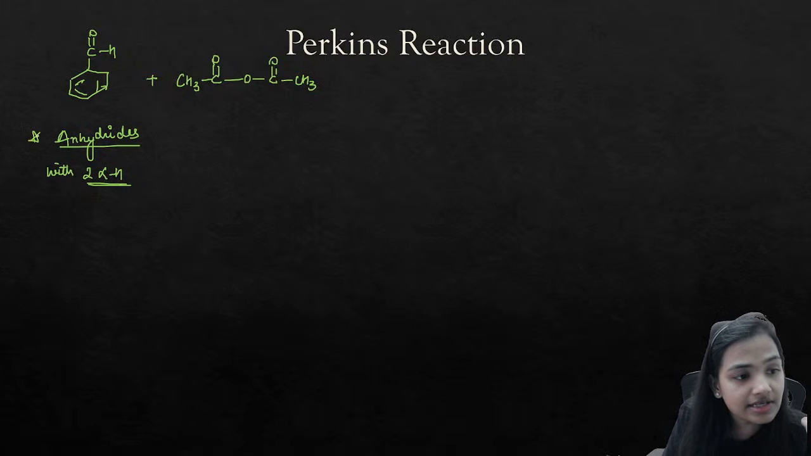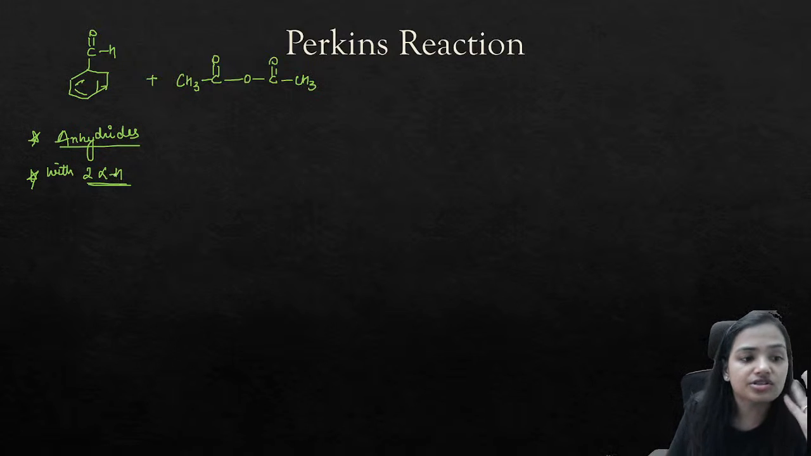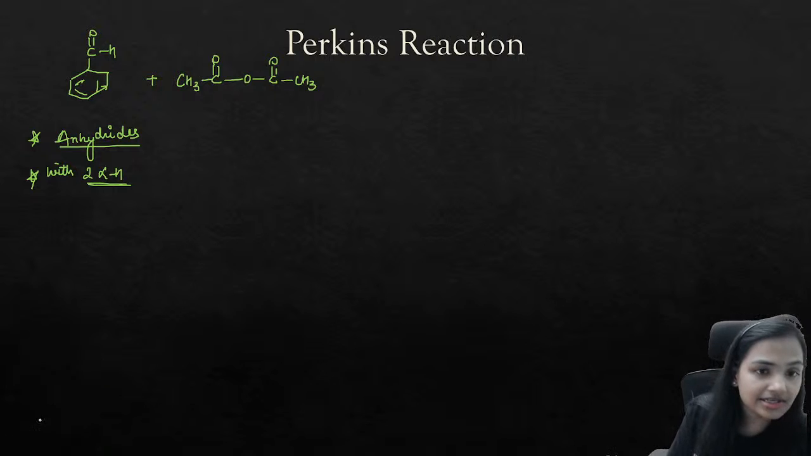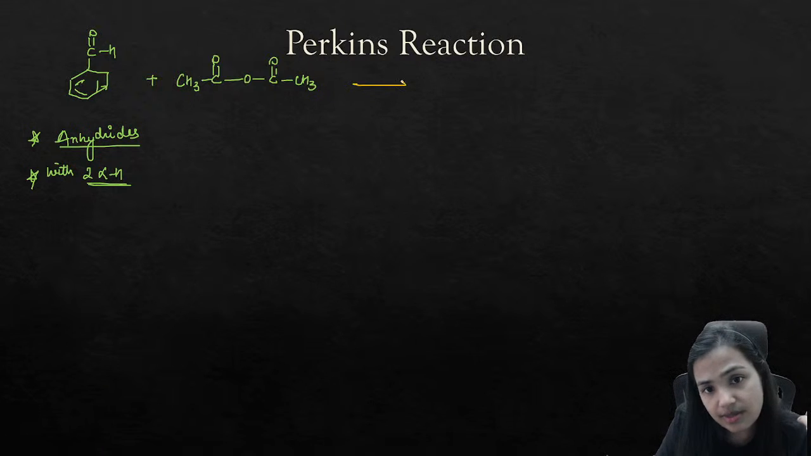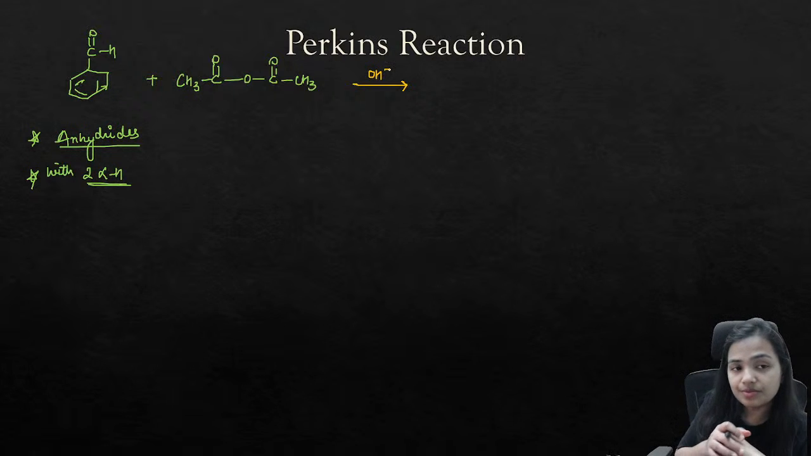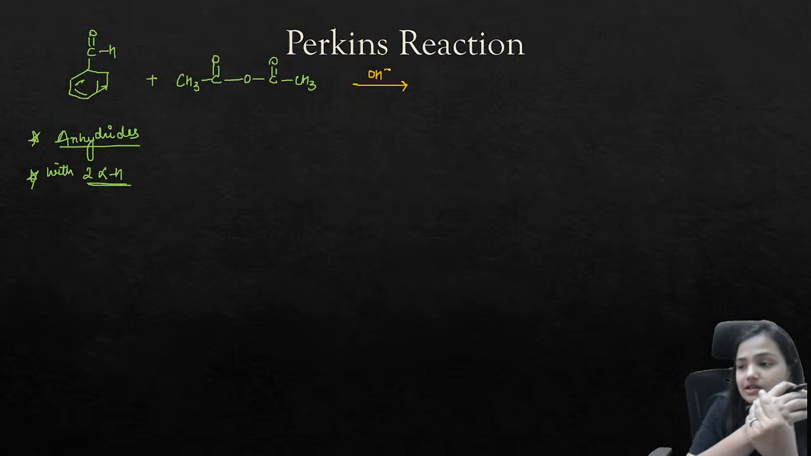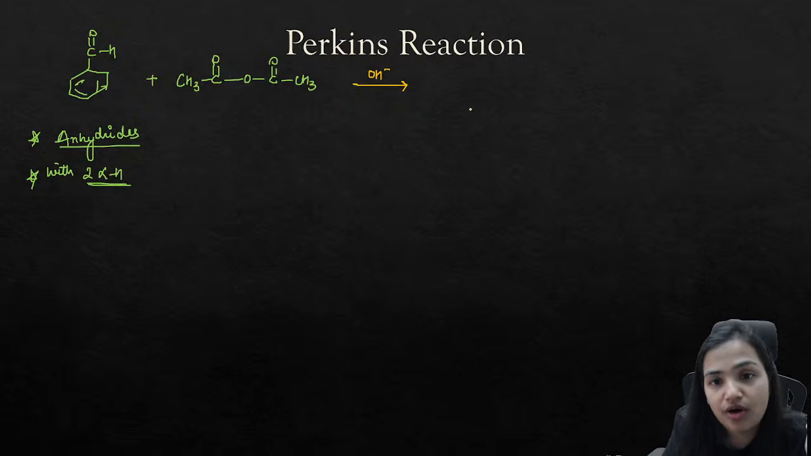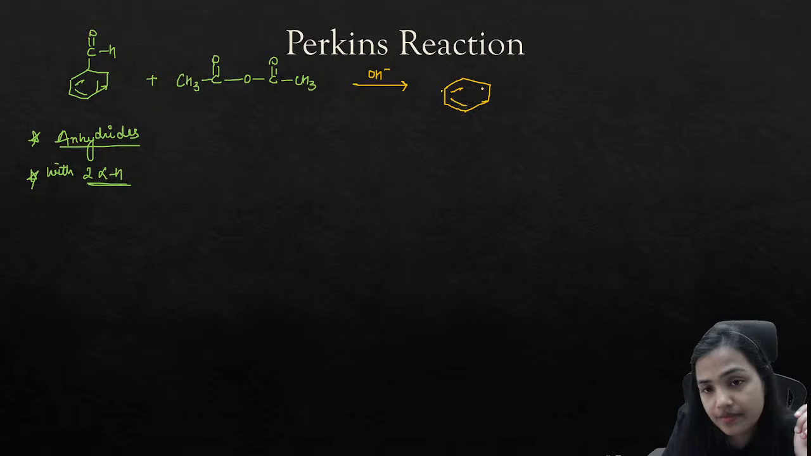Okay, so the necessary condition is an anhydride with at least 2 alpha hydrogens. These are the necessary conditions, and the reaction occurs in the presence of a base. In the presence of a base, the reaction will result in the formation of what? Any idea?